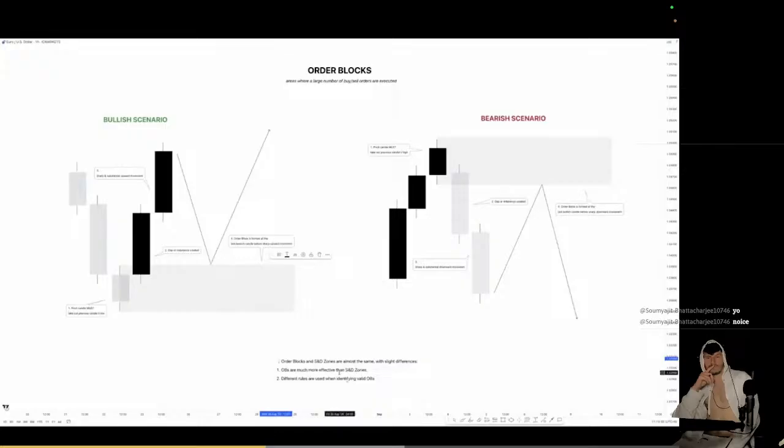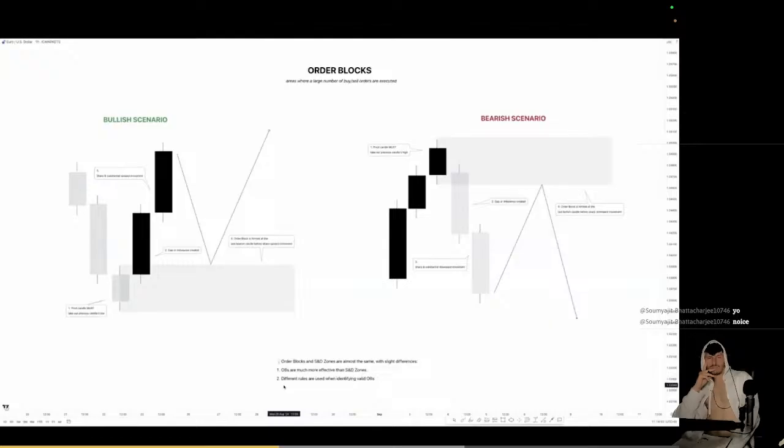Because if you think about the psychology behind it, smart money are entering with a large amount of position, so large that it forces price to create an imbalance, right? That forces price to create this huge gap, right? So yeah, order blocks tend to be more effective, which means there is a higher probability of them working out compared to your normal supply and demand zones.